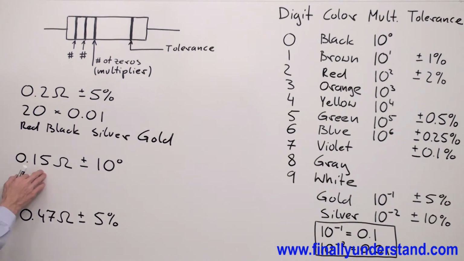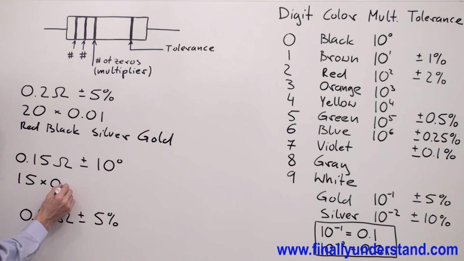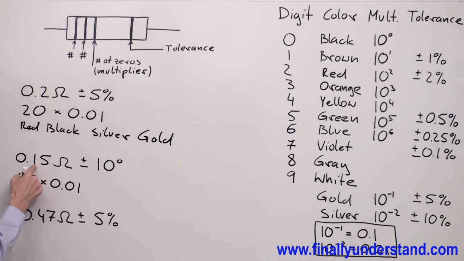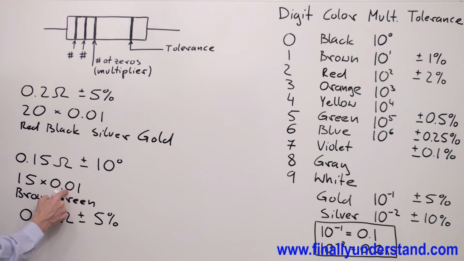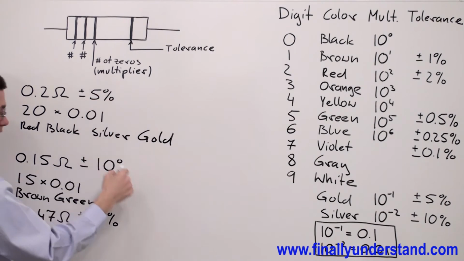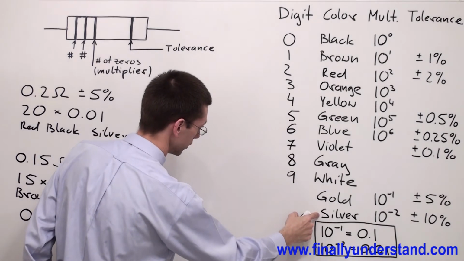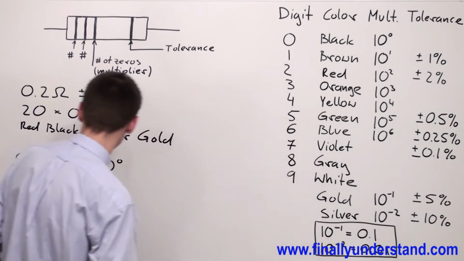I have 0.15. What I have to do first, I have to copy these two significant digits. I have 1, 5, 15. And I have to multiply 15 by 100 in order to get this value. Colors for this resistor are going to be brown, green, and silver, because the third band represents the multiplier, and silver is 10 to negative 2, simply 1/100.